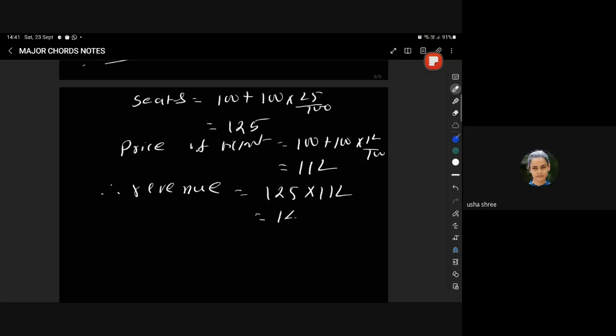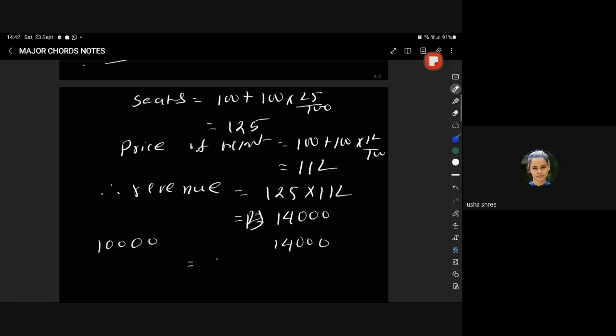14,000 rupees. Okay. So obviously now you can see previously the revenue was how much? This much, 10,000. Now it is 14,000.